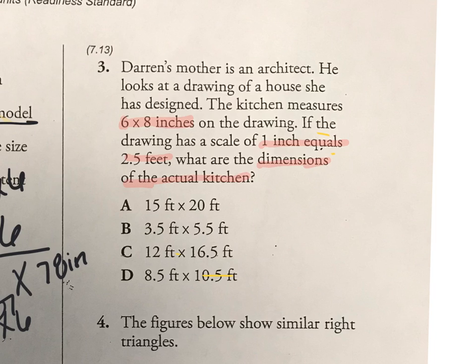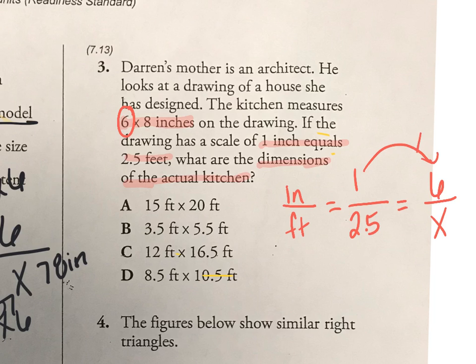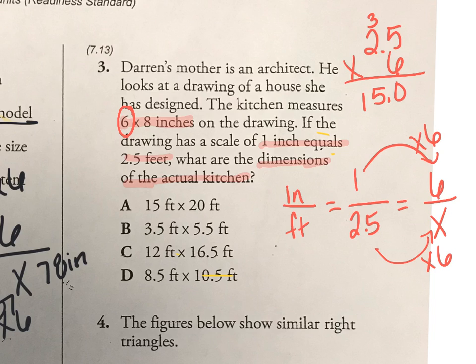Okay, it's giving you 2 dimensions. So how many proportions do you need to do? 2. Does that make sense? So don't try to do 1 and get away with it. So my words would be inch over feet, 1 over 2.5, because that's what it tells us the scale is. I'm looking for 6 inches, so I'm going to do that first. How would I solve that? I could scale up, right? 2.5 times 6 is 15. So one of the sides is 15.